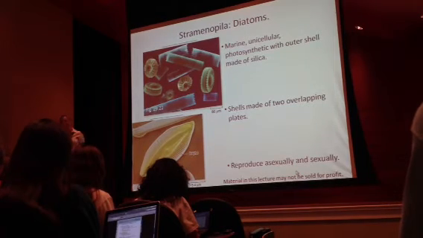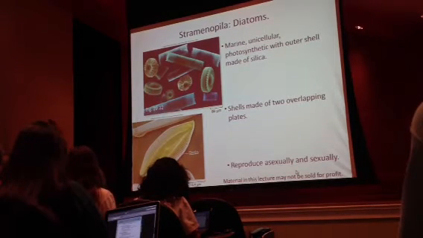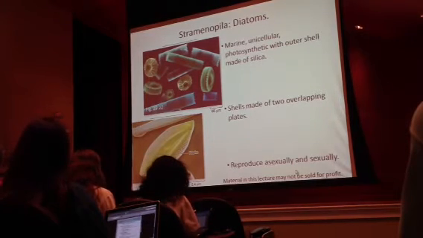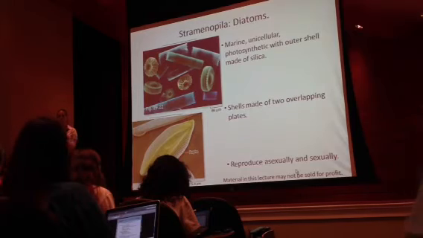The way they get around this is actually through the process of sexual reproduction. When they reproduce sexually, they start to prevent this possibility of getting way too small to continue to function.